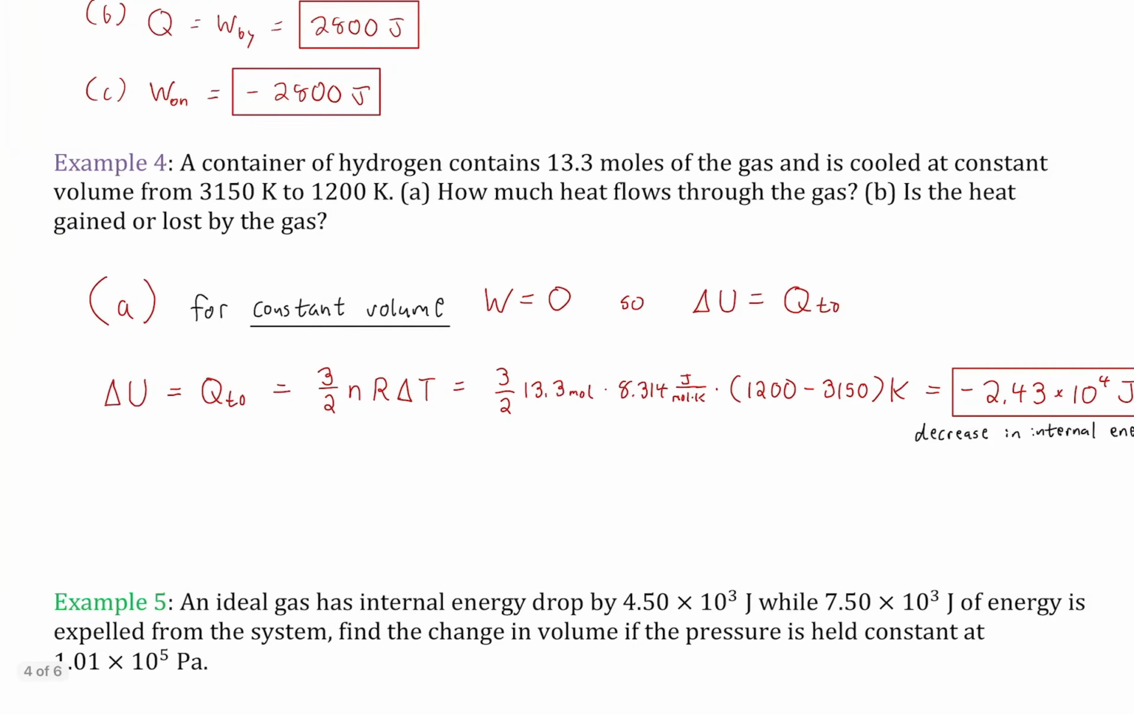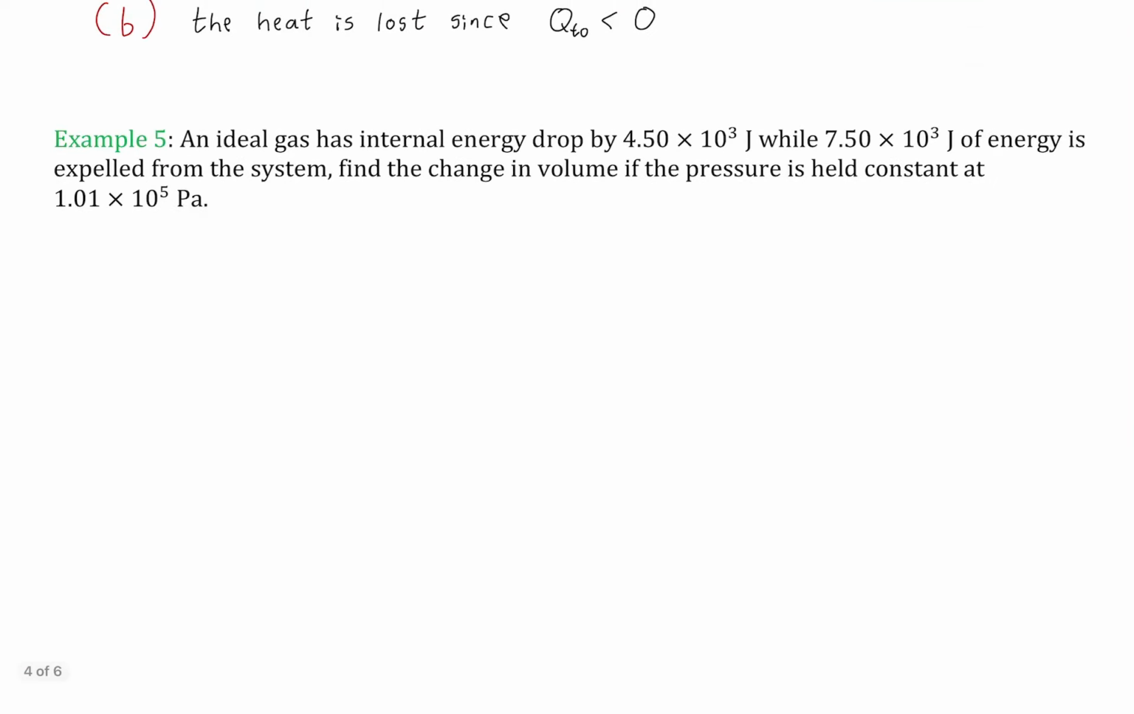Well, that means answering part B is pretty straightforward, because this is obviously a decrease in internal energy. If you have a decrease in internal energy, that means your Q must also be negative. If you have a negative value of heat added, that's the same as heat being lost. So the heat is lost, clearly. Hopefully that makes sense. If you have constant volume and your temperature is decreasing, then you're losing heat. But we really showed it, and hopefully it matched our intuition.